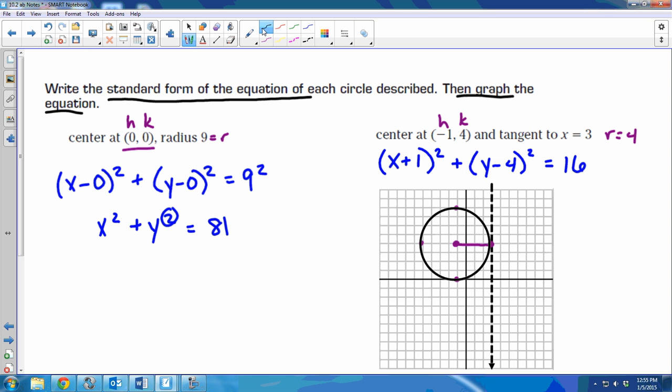Does that make sense? Any clarifying I can do? So in order to write the equation, you need the center and the radius. If you don't have those, you've got to find them.